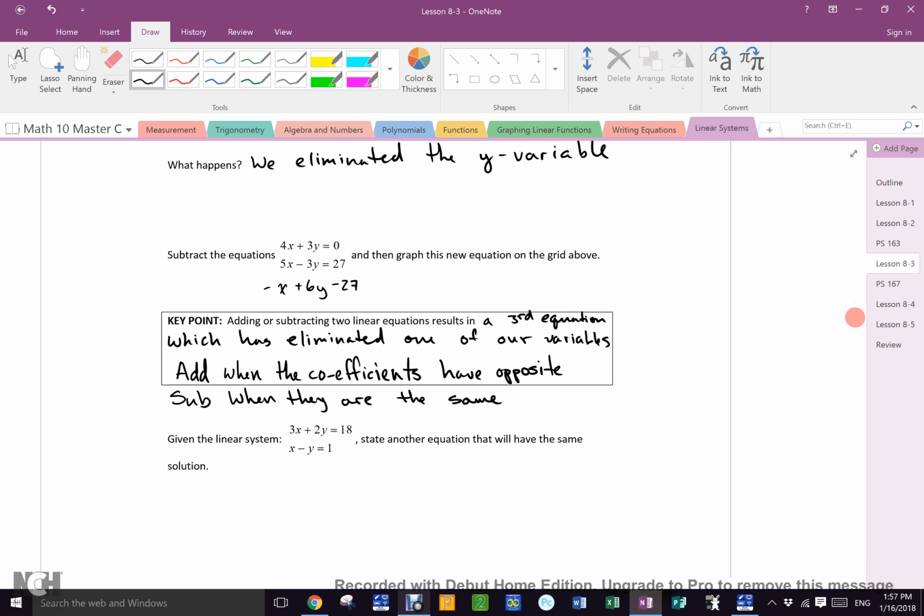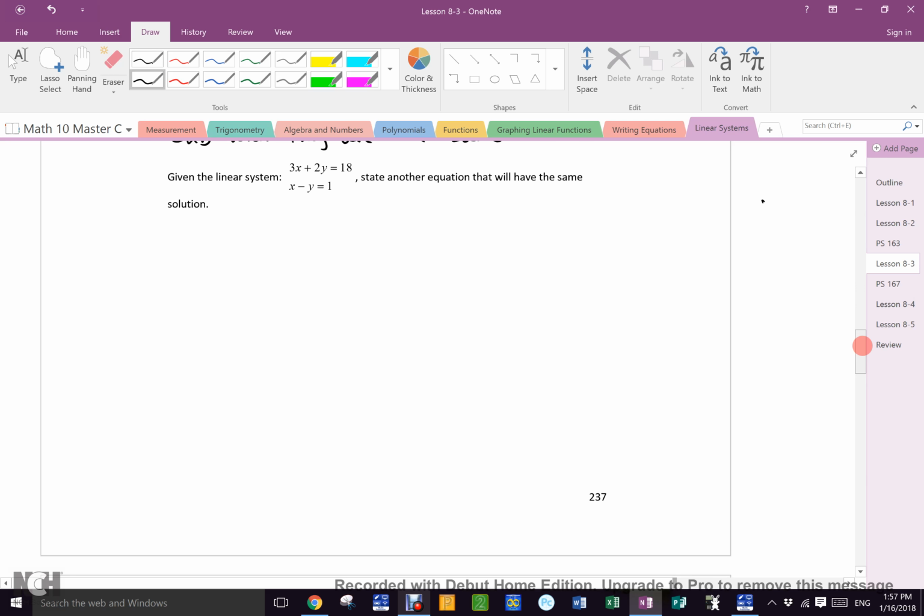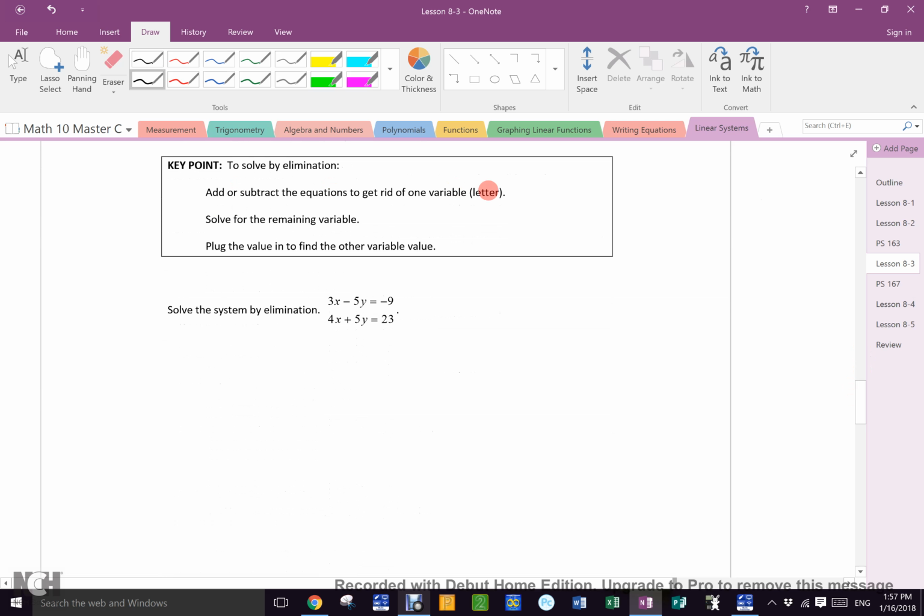All right. Now, turn the page over and let's put all of this into practice. Look at the first system. Please notice I've given you all the steps. Look at the first system. Do I have any coefficients that are the same number? Where? 5y and -5y. Are they the same sign or opposite signs? Opposite signs. So what should I do? Add or subtract? Add. So if I add those up, what do I get?